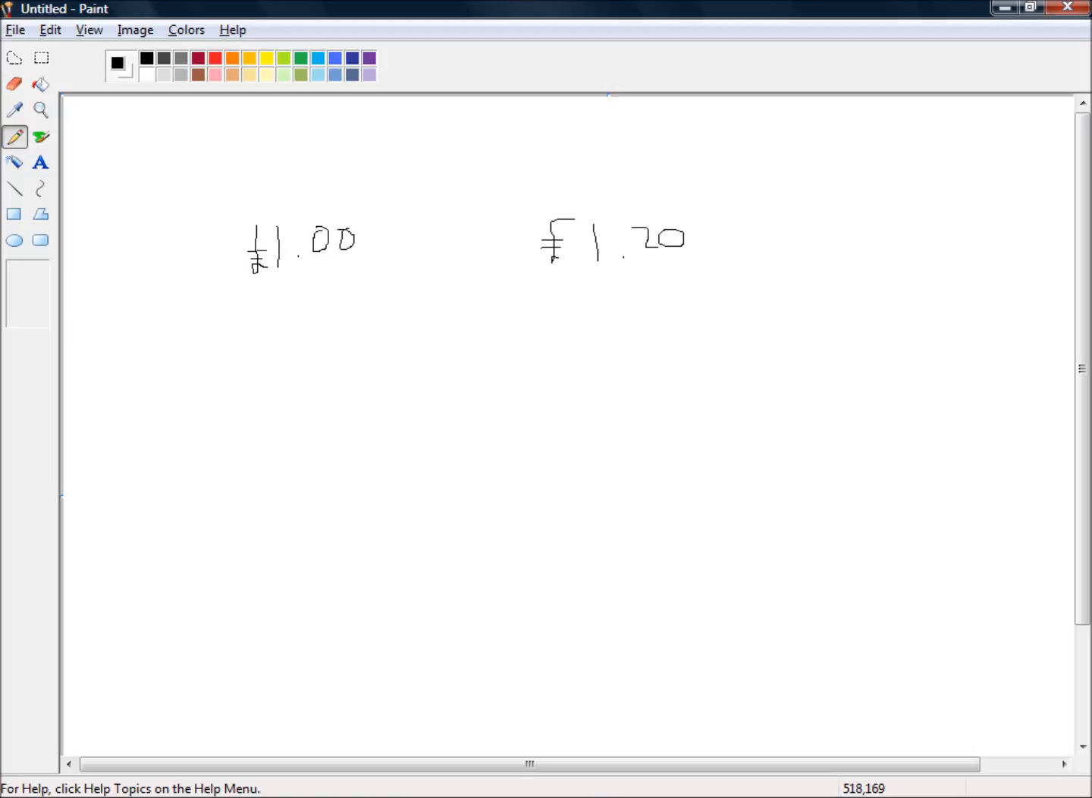Okay, so that's a difference of 20p. So that's 0.20 divided by £1, because the original value was £1. So it's increased by 20p out of £1. So that's equal to a 20% increase.